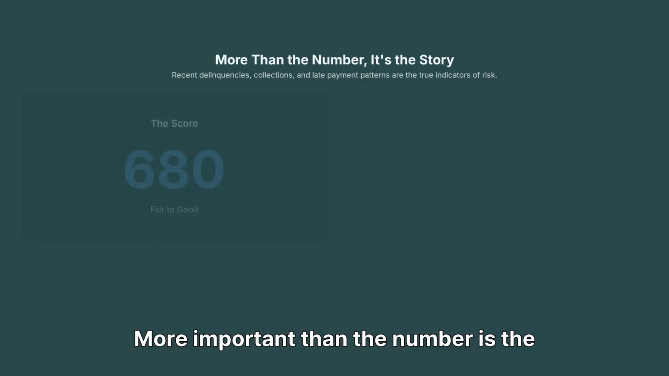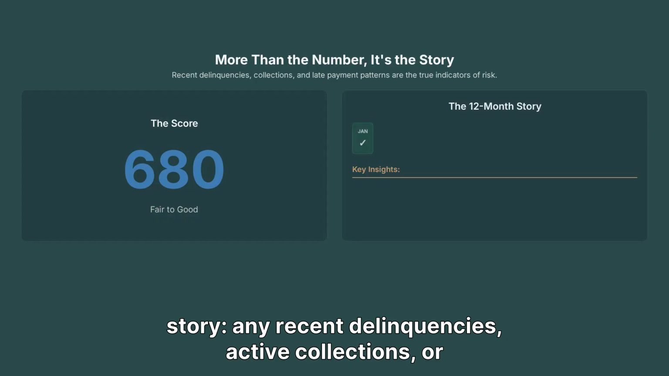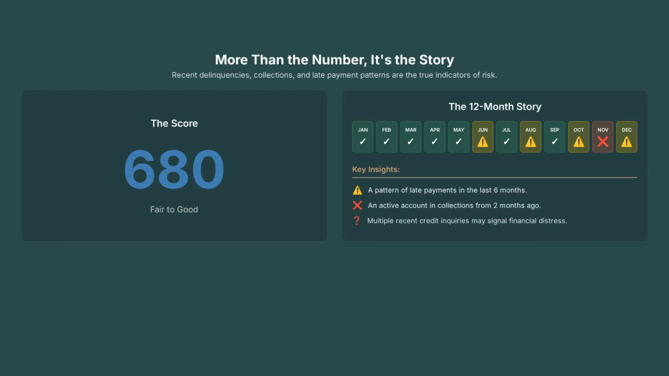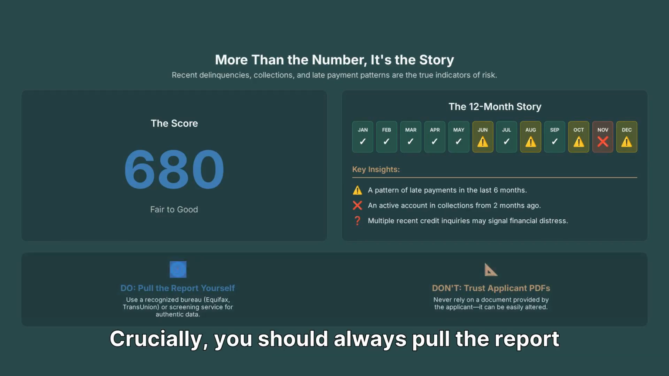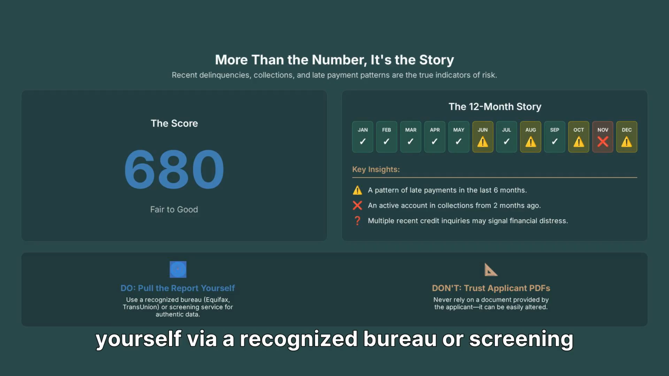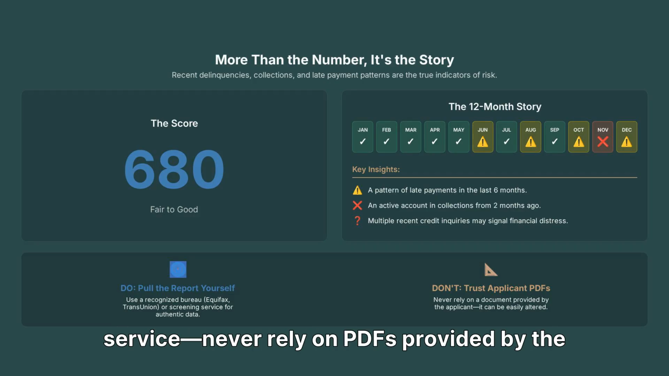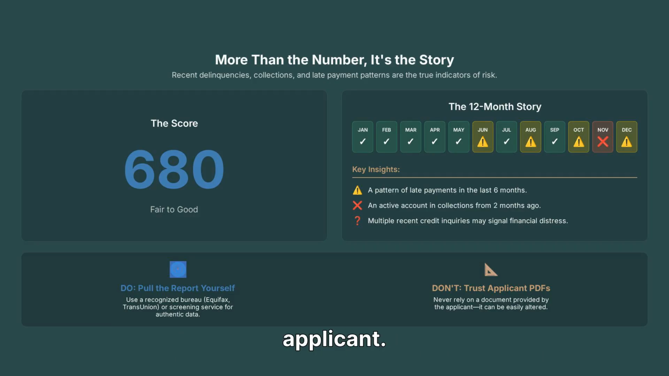More important than the number is the story. Any recent delinquencies, active collections, or a pattern of late payments in the last 12 months. Crucially, you should always pull the report yourself via a recognized bureau or screening service. Never rely on PDFs provided by the applicant.